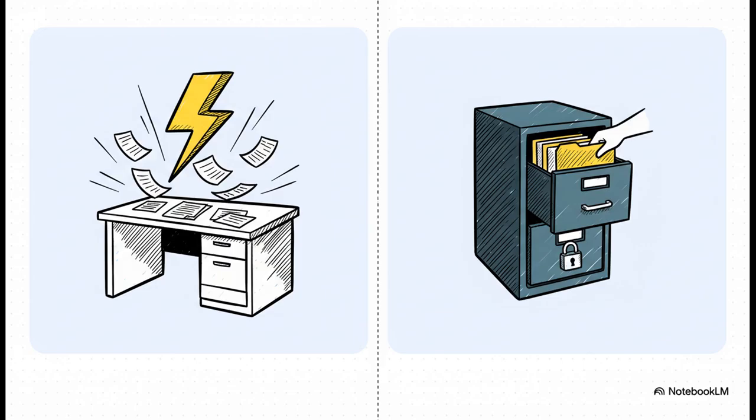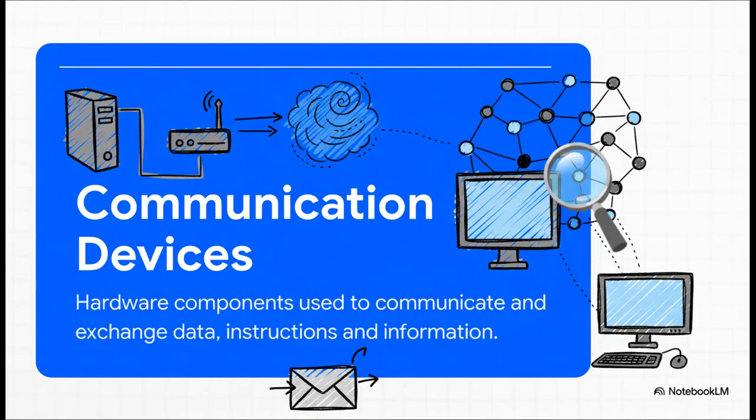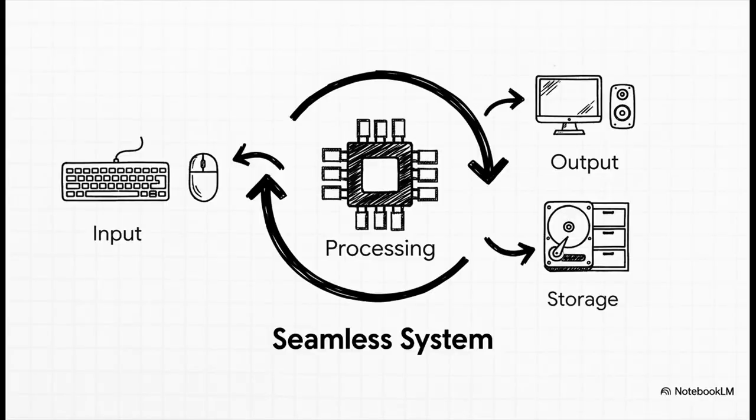Last but not least, how does our little office talk to the outside world? That's the job of communication devices. Your modem, your router, their whole purpose is to connect your computer to other computers and the internet. They are essentially the office mailroom, sending and receiving packages of information to and from millions of other offices all over the world.